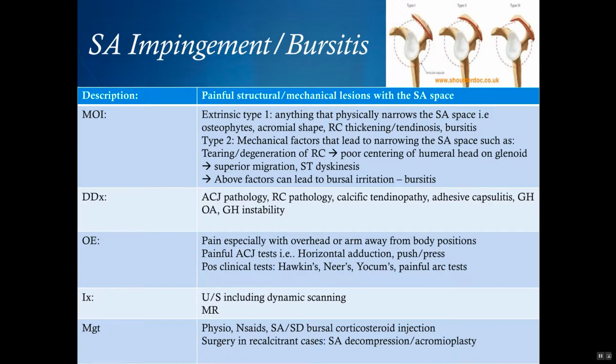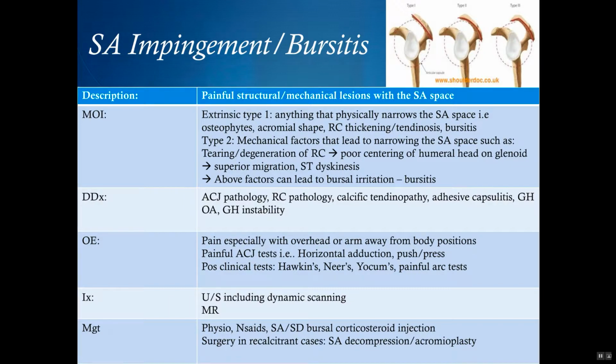On exam, as you may be familiar with, you can do your impingement tests, which include the Hawkins, Neer's, Yocum's, or painful arc test, and these may all be positive in a patient with impingement. Pain with overhead activities or arm-away-from-the-body positions can also reproduce your pain. AC joint tests may also be painful, such as the horizontal adduction or scarf test. Also, pushing and pressing motions may reproduce pain in these patients.